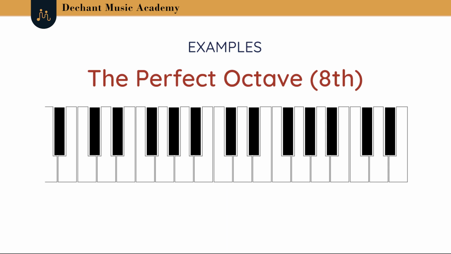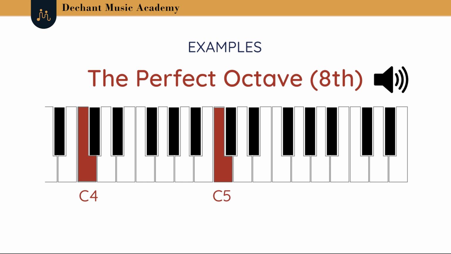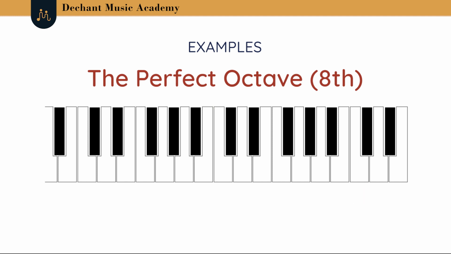The 8th interval, the perfect octave, is when you use the same note but on one register up. As example, this is an octave. This is also an octave. You can use also different keynotes. As long you play the same notes, this or this, that's also an octave.